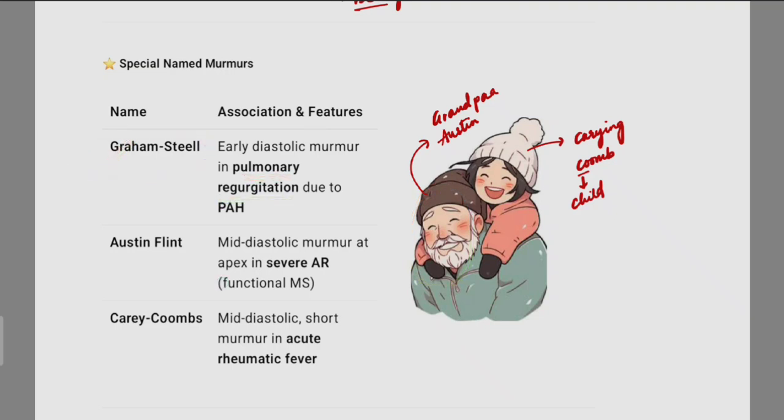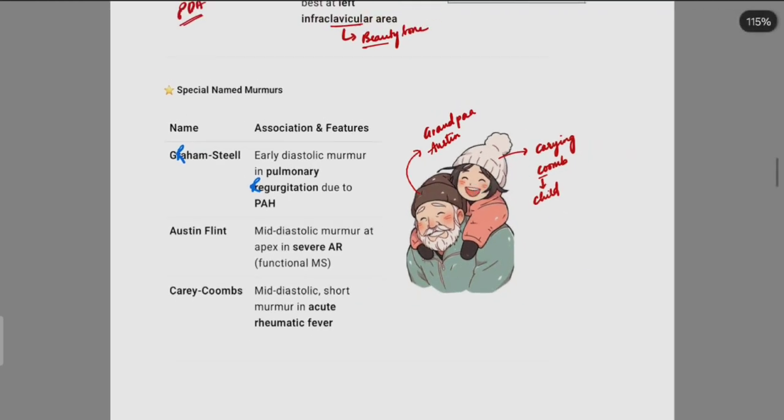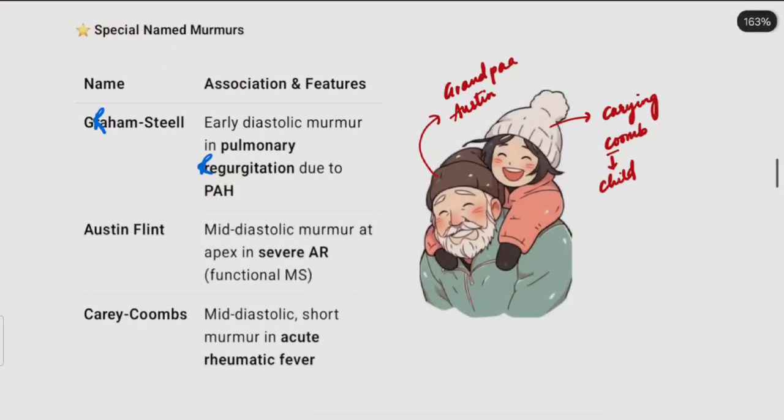regurgitation. Now you might get confused whether it is seen in pulmonary regurgitation or stenosis. For that you can just remember it is grandpa, so it is regurgitation. This is due to pulmonary arterial hypertension, so this is due to grandpa. That's how we're going to remember. His name is Austin, so remember Austin Flint is another special named murmur.